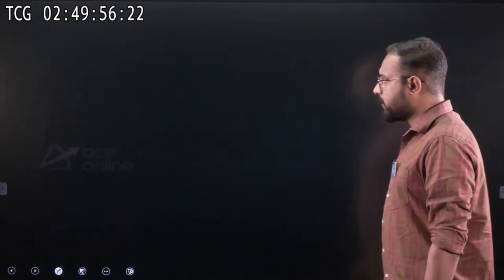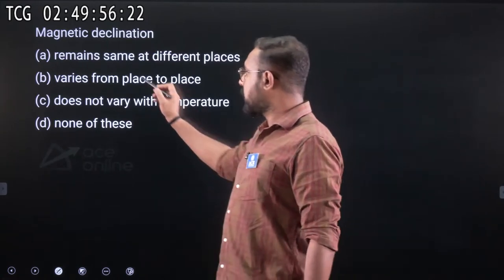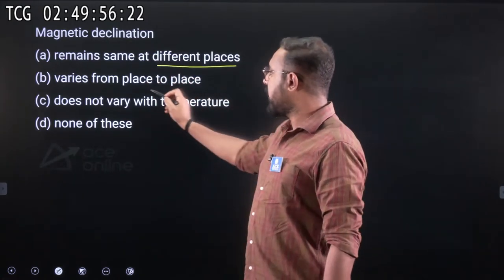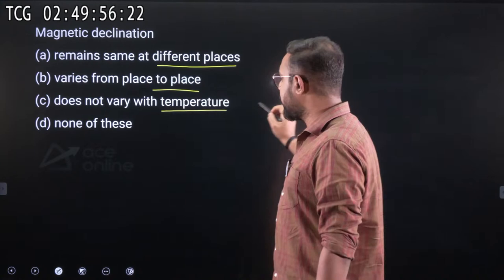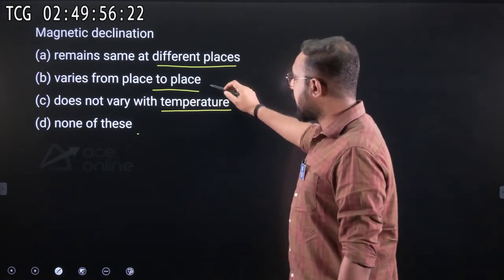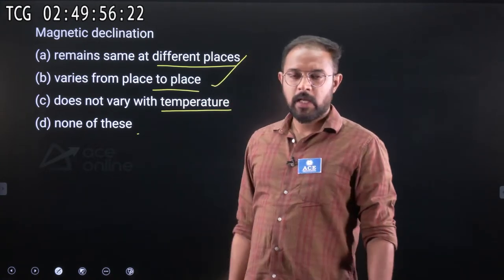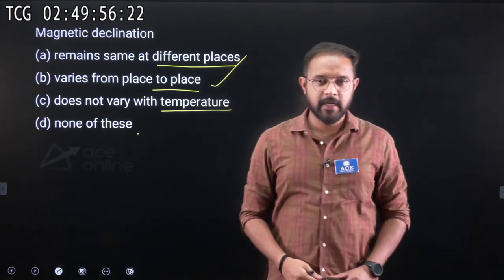Magnetic declination: remains the same at different places, varies from place to place, does not vary with temperature, none of these. The correct answer is varies from place to place. There are four different types of variations in declination.